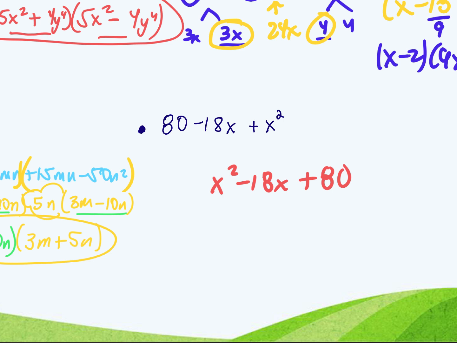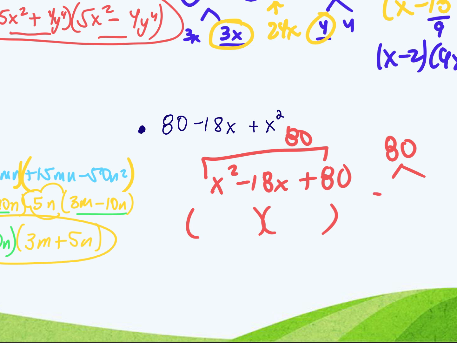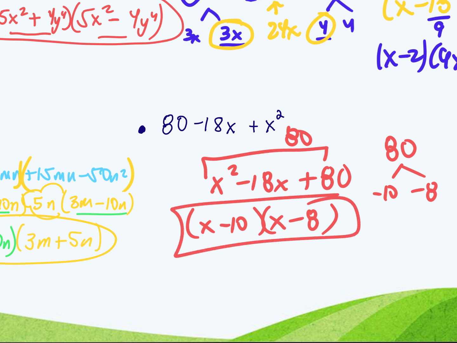No, so you just multiply a times c. 1 times 80 is 80. What are the factors of 80 that multiply to give me 80, but add to give me a negative 18? Say it again. Negative 10, negative 8. So x goes in the front of each parenthesis. I have minus 10, minus 8. That's it. I don't have to divide by anything. I don't have to do any grouping or anything like that because the a term, the number in front of x squared, is 1.